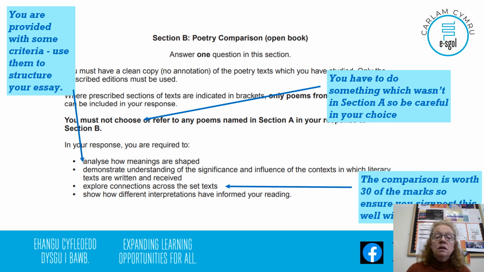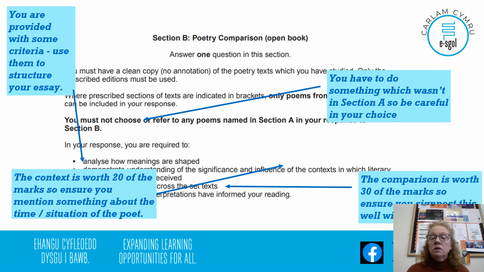The comparison is worth 30% of your marks. So of the marks available for this section, 30 of them come from this one thing, the connections between them, the comparison. It's worth the most, so really make sure you focus on that. The context is worth 20 marks. So when you're writing, you need to make sure that you hit more comparison marks and more context marks than the others. You need to make sure you really flag them up for the examiner, show that you're dealing with those.